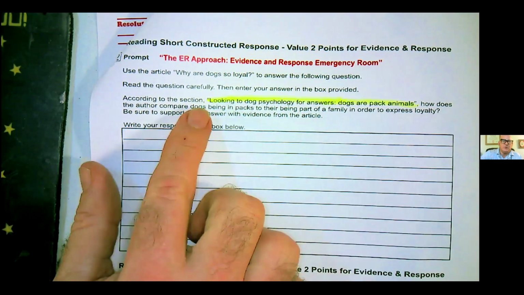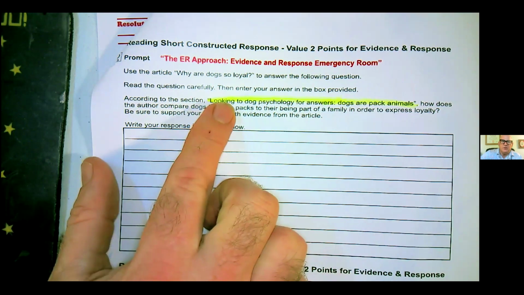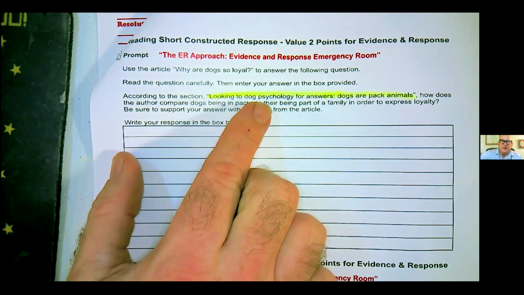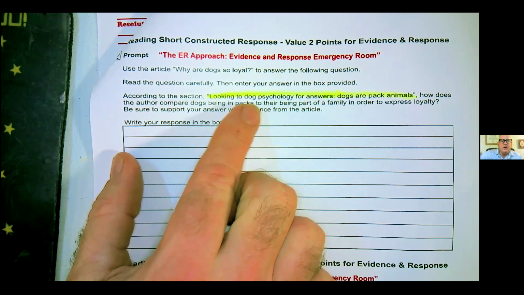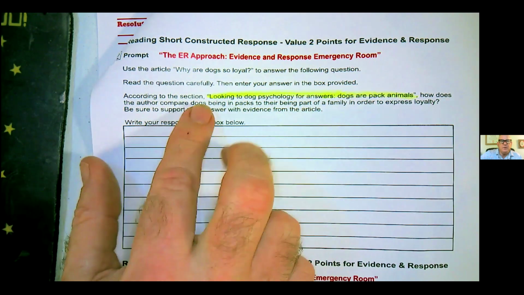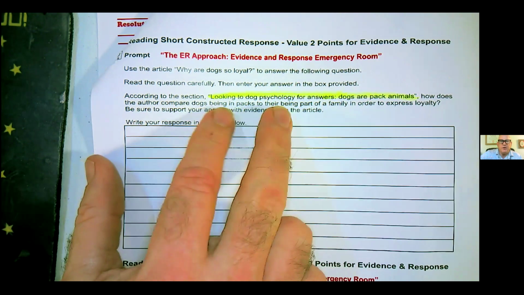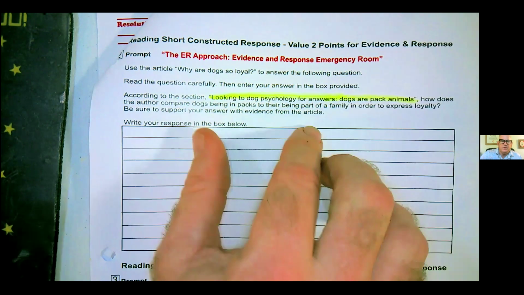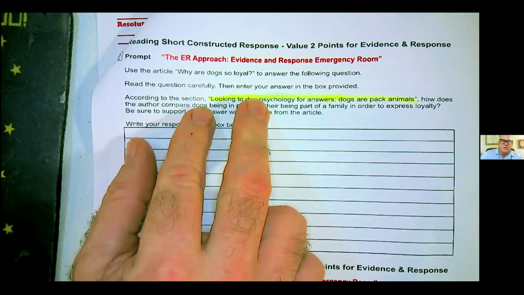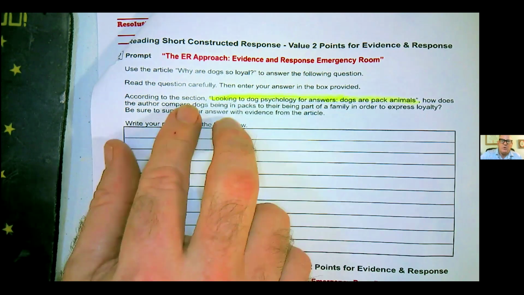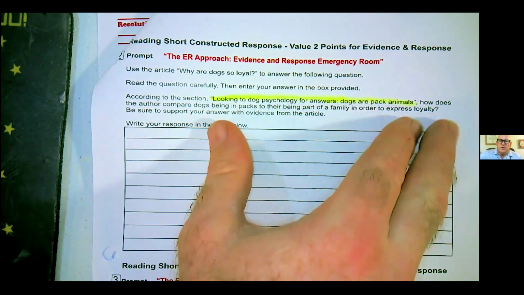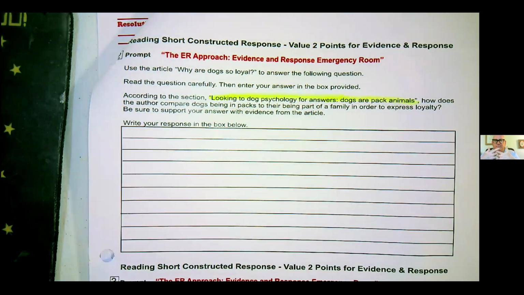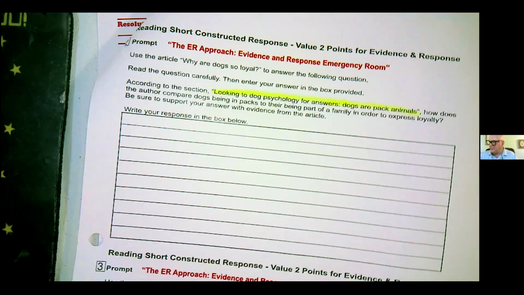All right. So according to the section, we're looking for a GPS, get pretty specific, a certain section, looking to dog psychology for answers, dogs are pack animals. How does the author compare dogs being in packs to their being part of a family in order to express loyalty? So three things here: the dogs in packs, the dogs as part of a family, and how both of them are an expression of loyalty. How does that merge together? Okay, so we'll do that one first.